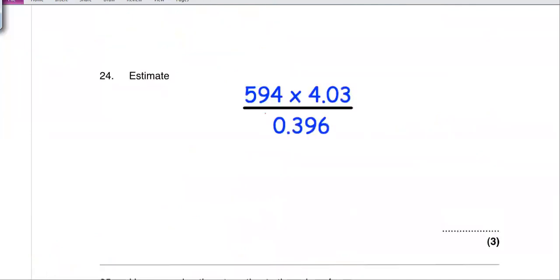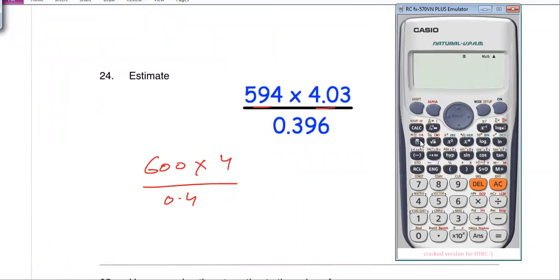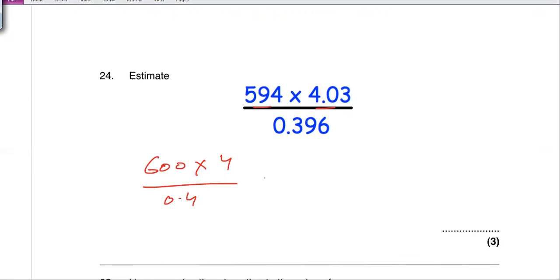Okay. Now let's do the estimation of this one. 594, if you round to one significant figure, is 600. And 4 rounded to one significant figure will be 0.4. And then calculate that. It will be 600 multiplied by 4 divided by 0.4. So that will give me 6,000.